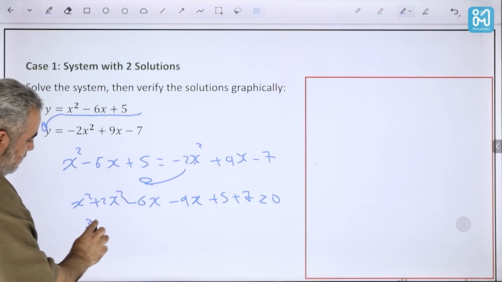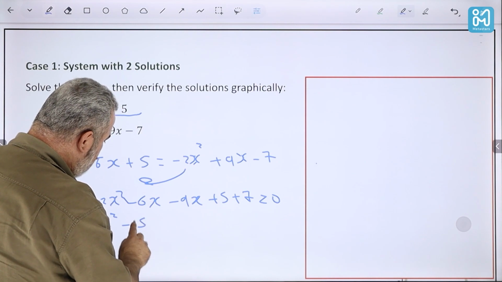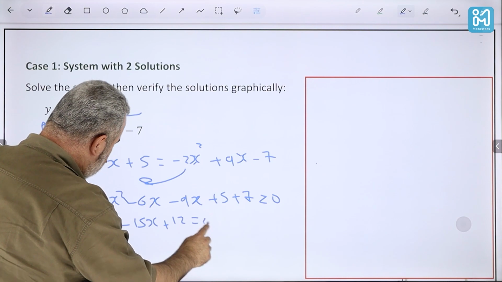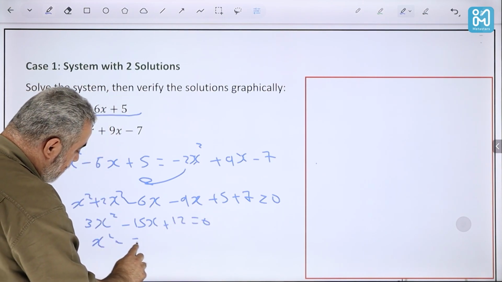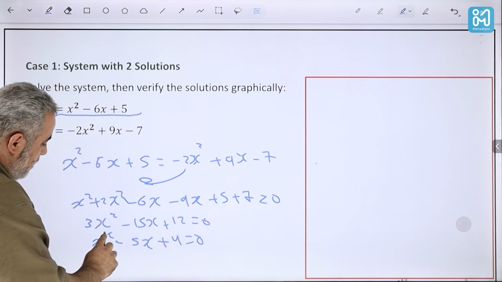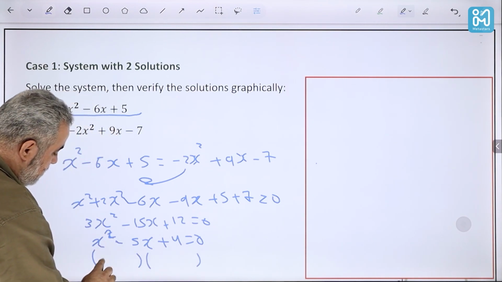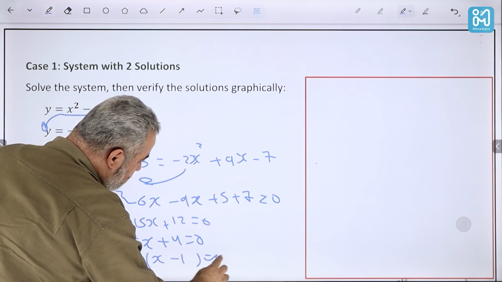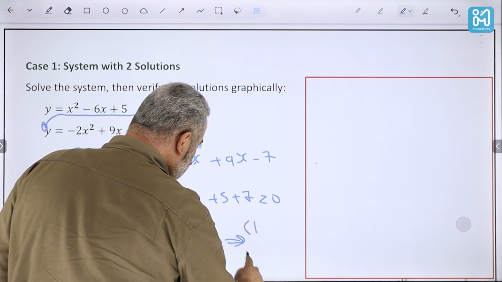When we simplify it, 3x squared minus 6x minus 9x is minus 15x, plus 12 equals 0. As you see, you can divide this equation by 3. It's x squared minus 5x plus 4 equals 0. We can solve it any way you like, or use the calculator regardless. This is x minus 4, x minus 1 equals 0. So our solutions are x equals 1 and x equals 4.